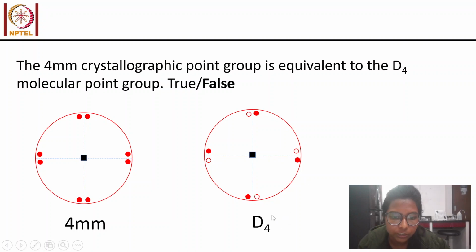Now when we come to D4, it means we have a C4 at first for this 4. Then we will have a C2 along this direction, this dotted line. If we have a C2 along this direction, the point which was up will go down. And this point which was up will go down. So this point will come here and this point will go there. So then we will generate this D4. As we can see, these two are not equivalent. Hence the answer here will be false.